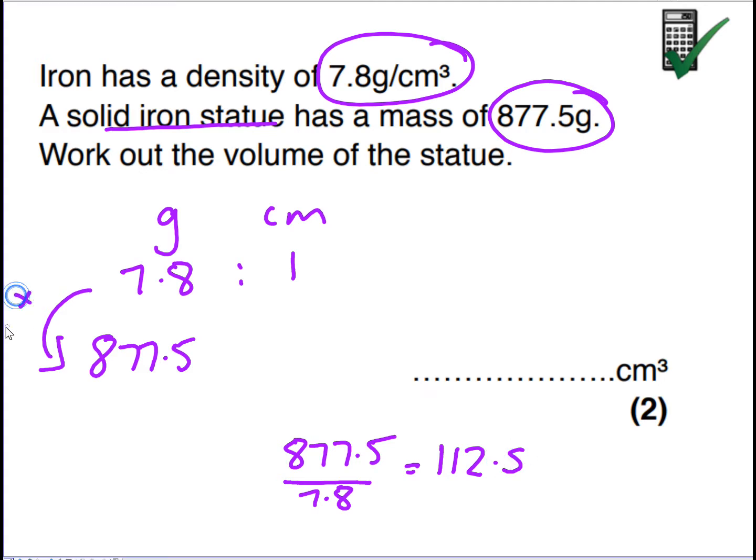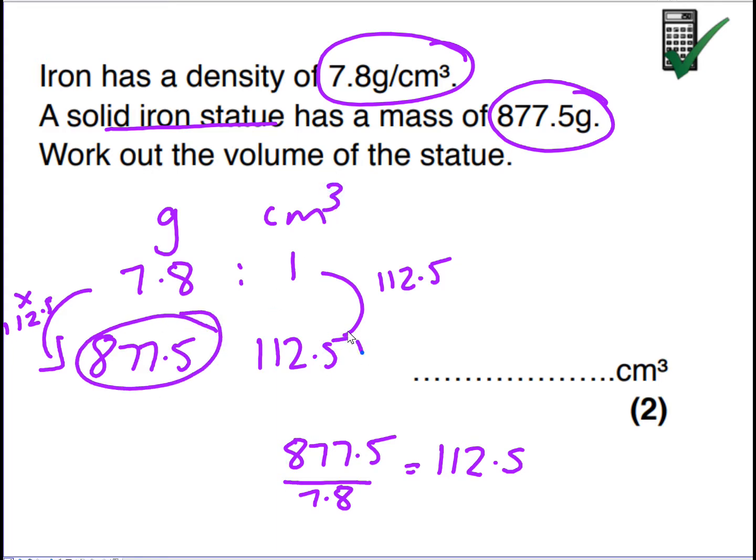So I've multiplied this side by 112.5. I do the same on the other side. So my statue that weighs this much must have a volume of this. And that's the correct answer for 2 marks: 1 mark for the answer, 1 mark for your working out.